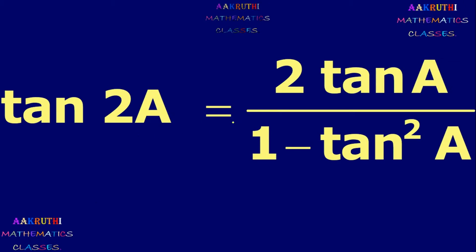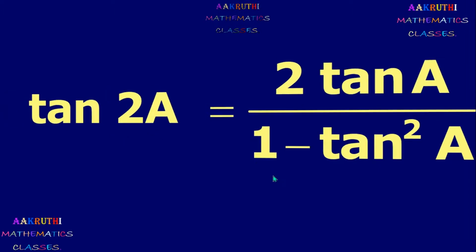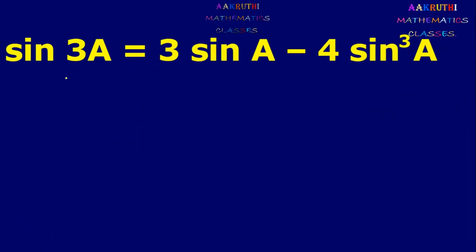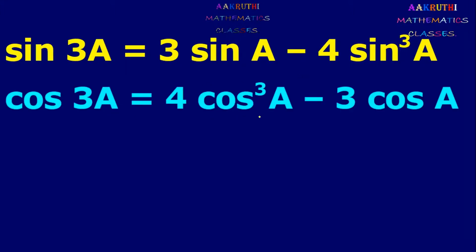Next is the tan 2A formula. Tan 2A is 2 tan A divided by 1 minus tan square A. In the tan A plus B formula, substitute B equal to A. So we get tan 2A equal to 2 tan A divided by 1 minus tan square A. Next is sin 3A. Sin 3A is 3 sin A minus 4 sin cube A, and cos 3A equal to 4 cos cube A minus 3 cos A. So sin 3A starts with 3, that is sin 3A equal to 3 sin A minus 4 sin cube A, and cos 3A starts with 4.